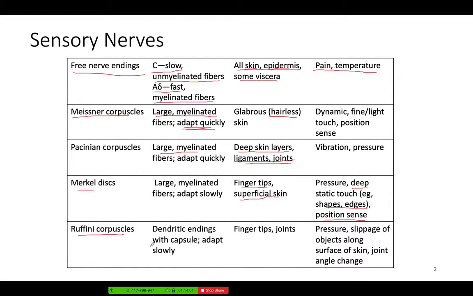Last, our Ruffini corpuscles. Corpuscle is just so fun to say. Corpuscle, I love saying that. So this is our dendritic endings with a capsule. They adapt slowly, and these are responsible for detecting pressure, kind of like esoteric stuff like slipping of objects along the skin. The angle of our joints is detected by our Ruffini corpuscles, okay? And so, you can see that all of these corpuscles and discs are all responsible for pressure in one way or another. And our free nerve endings are responsible for pain and temperature, okay? Our Meissner corpuscles are responsible for that fine and light touch. But otherwise, it's mostly just pressure.